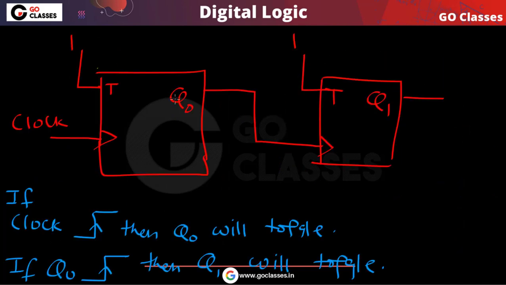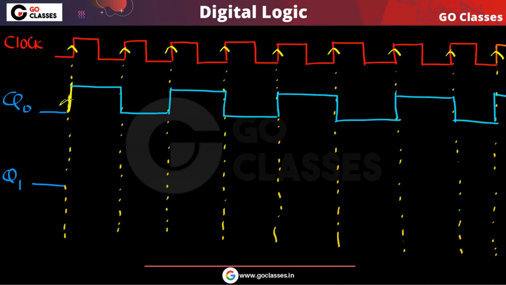For this Q1, you can notice the output of this flip-flop, meaning Q0, is acting as the clock for this flip-flop. So whenever Q0 goes from 0 to 1, Q1 will toggle. You can notice Q0 is going from 0 to 1 here. This is the rising edge of Q0, and these are the rising edges of Q0. So here Q1 will toggle. Whenever Q0 goes from 0 to 1, Q1 will toggle.